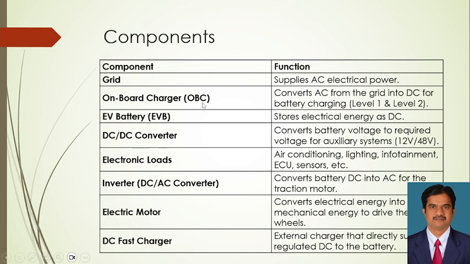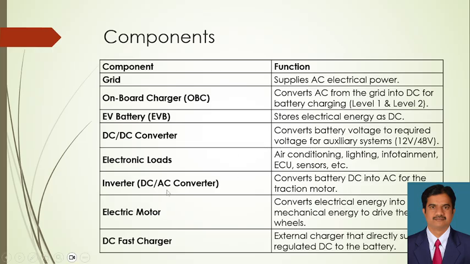The onboard charger converts AC from the grid into DC for the battery charging. The EV battery stores the electrical energy as DC. The DC to DC converter converts the battery voltage to the required voltage for auxiliary systems. It may be 12 volts or 48 volts. Electronic loads are air conditioning, lighting, infotainment, ECU and sensors, etc.